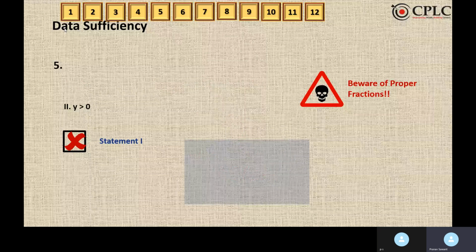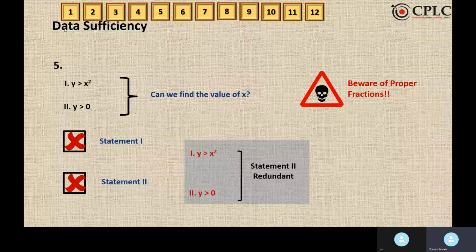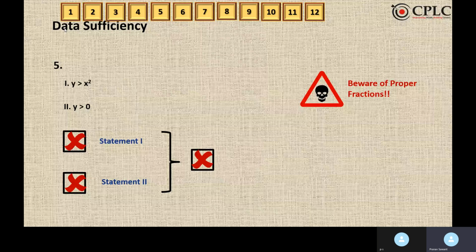If we check statement 2, y is greater than 0. Through this, how can we find out the comparison between y and x? There is no relation between y and x, so how can we find it? Hence, the second statement will also not give us the answer. If we combine both these statements, you can observe that statement 2 is a redundant statement. Hence, we will not even look for combining them.